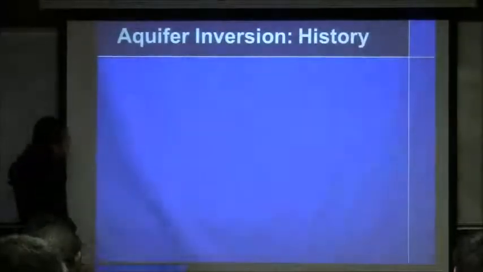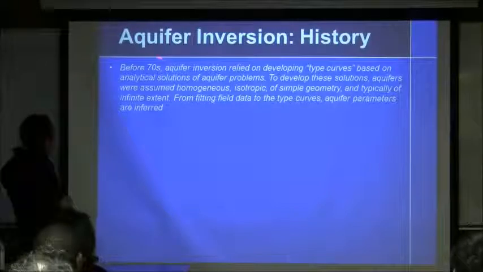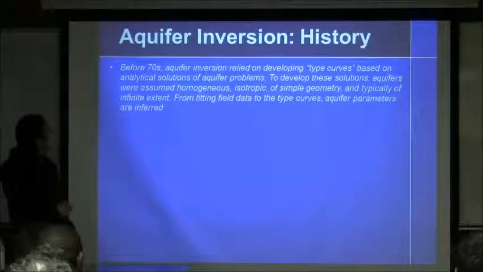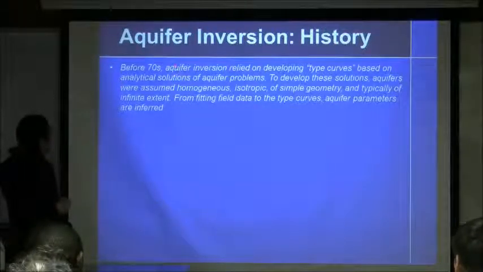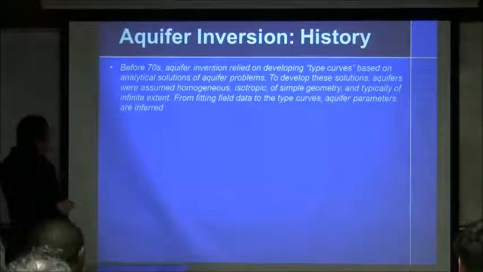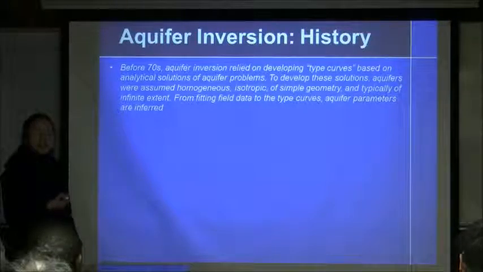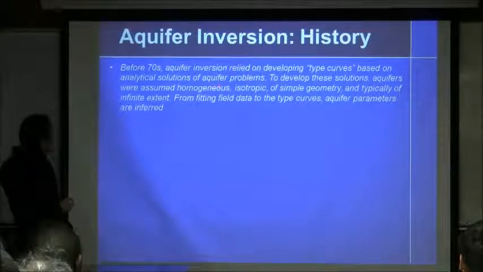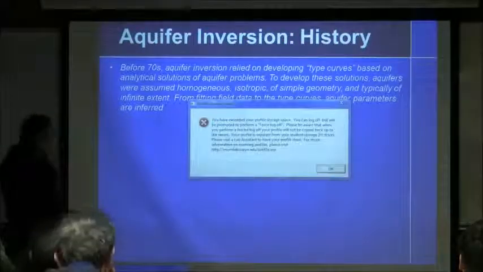Of course. And inversion, a little bit of history. Before 1970s, aquifer inversion was typically done using type curves developed from analytical solutions of aquifer problems, which are generally, we assume that aquifers were homogeneous, isotropic, of simple geometry, and of infinite extent. So with those assumptions, the previous equation can be solved to give us analytical solutions. And then we fit field measurement data to these type curves, from which we can infer aquifer parameters.